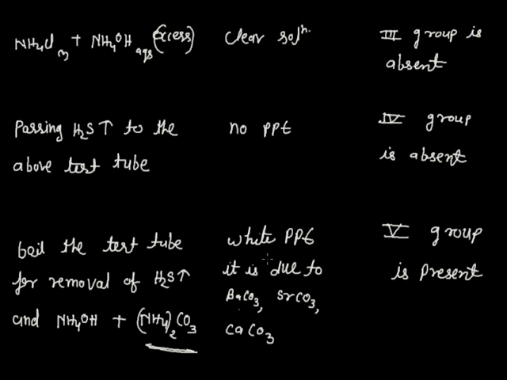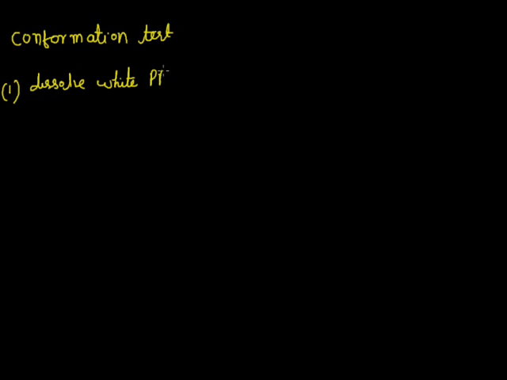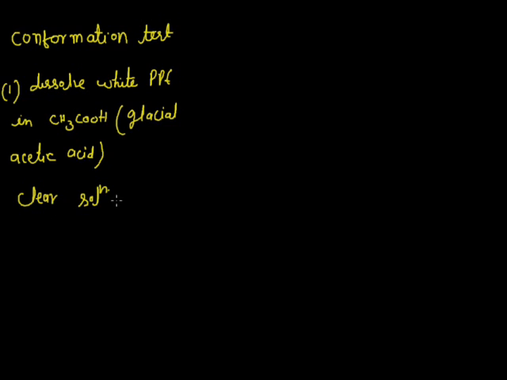Now for the confirmation of barium, strontium, calcium, we are dissolving this precipitate in glacial acetic acid. So, applying the confirmation test: dissolve the white precipitate in glacial acetic acid, that is pure CH3COOH. After dissolving the precipitate, we get a clear solution, and this clear solution is divided into three parts. So we are taking one part at a time.